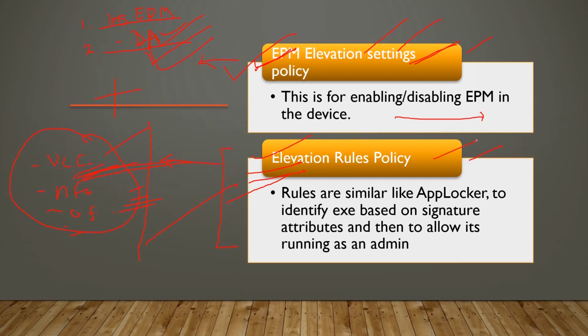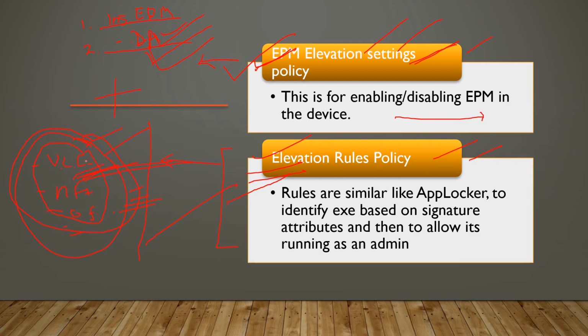Just a recap, the elevation rule policy is set just so that we can whitelist an application, so that these applications can run in admin context and all the applications outside of that continue to run in the standard user context. Now the whole concept of hash and certificate and all of that is coming because the operating system needs to identify the whitelisted application.